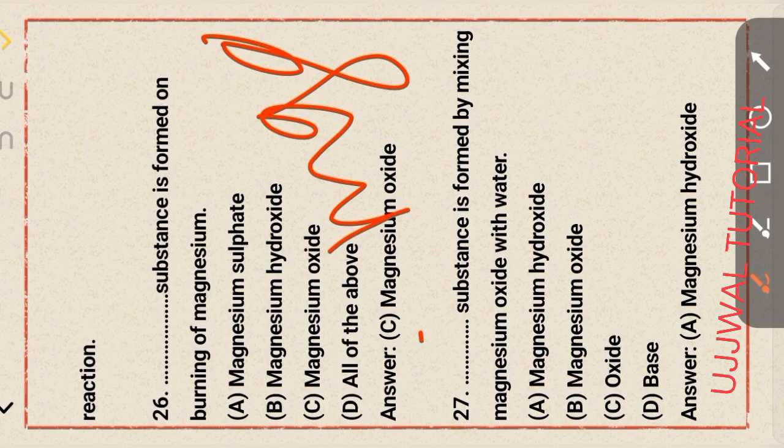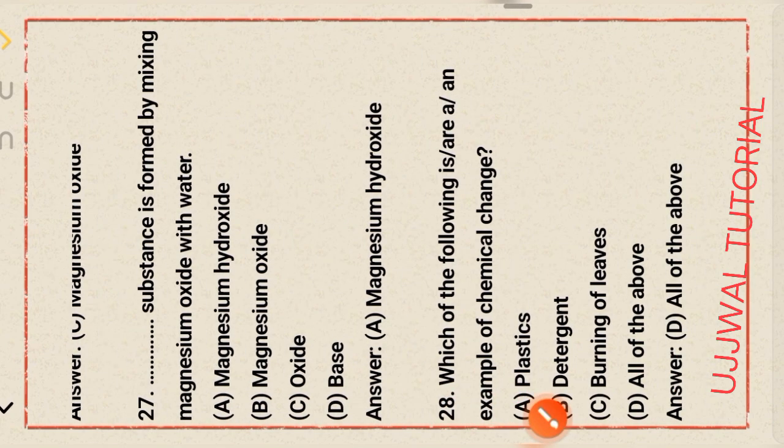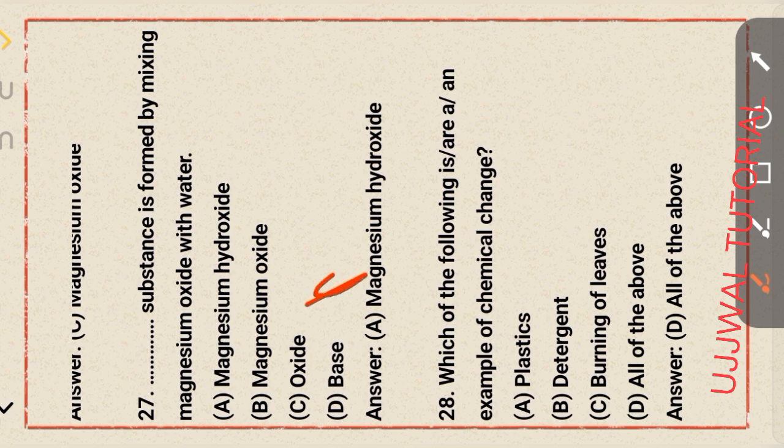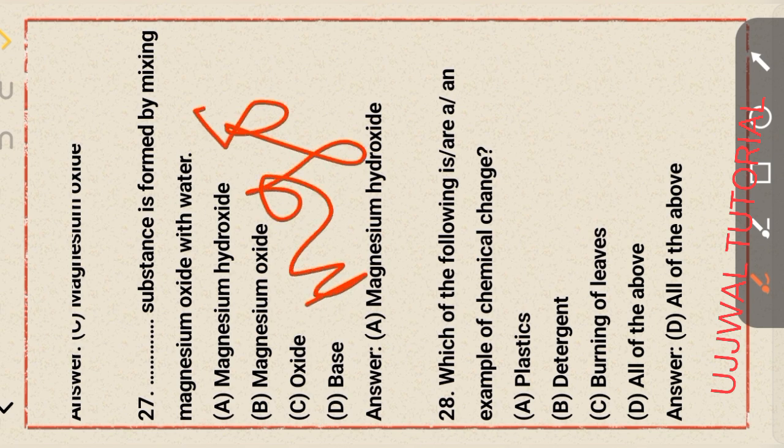Okay. Next question, question number 27. The substance formed by mixing magnesium oxide with water, magnesium hydroxide. That is the formula Mg(OH)2. Okay, magnesium hydroxide.